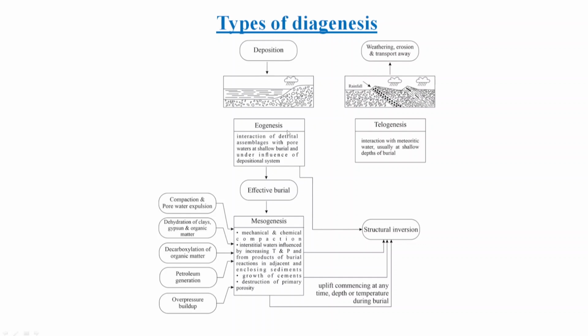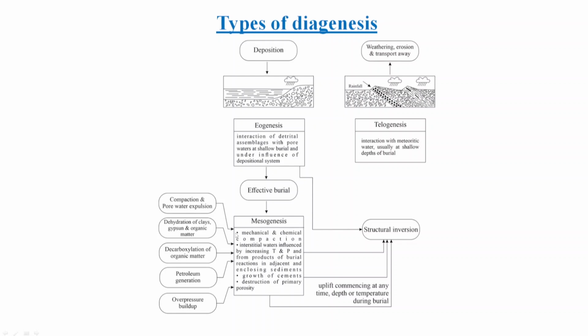your eogenesis or epidiagenesis is the interaction of detrital assemblages with pore waters at shallow burial and under the influence of the depositional system. So, you are still in the upper part of the crust, without any significant burial. Then you have some effective burial, which will lead to mesogenesis, where mechanical and chemical compaction will go on with increasing pressure and temperature.